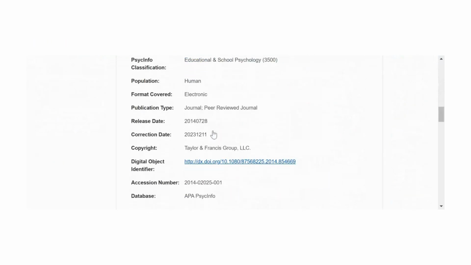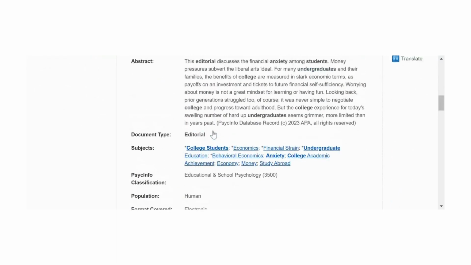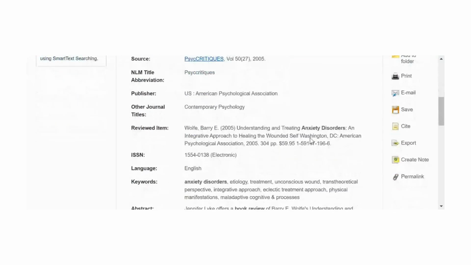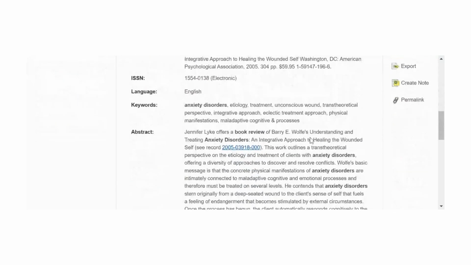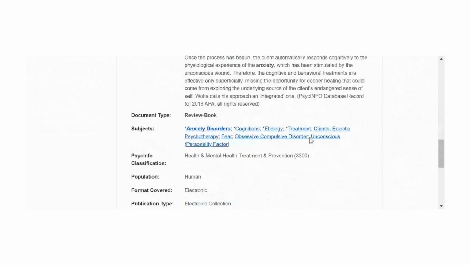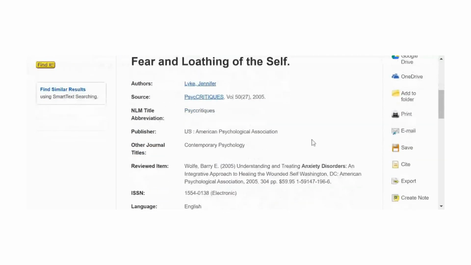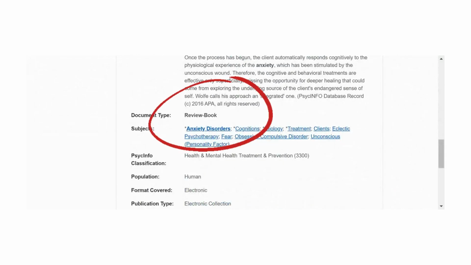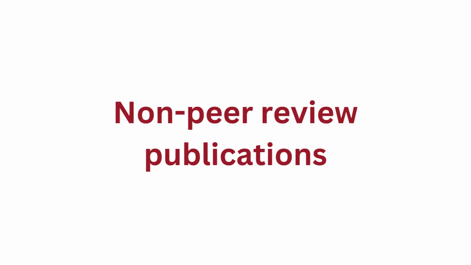Another type of item that does not go through the peer review process is editorials, also known as commentaries. Another item type that does not go through the peer review process are book reviews. If it doesn't state in either the title or the abstract that it is a book review, it should say it in the document type.